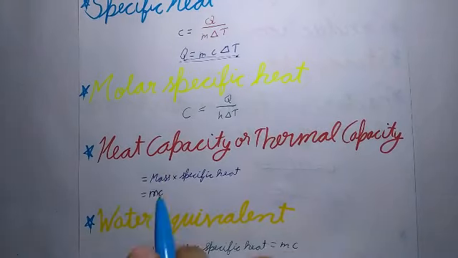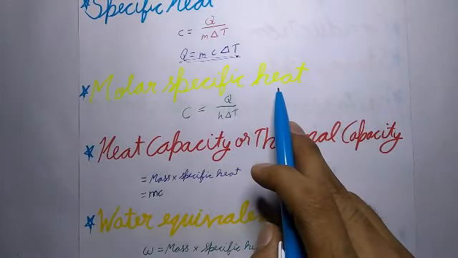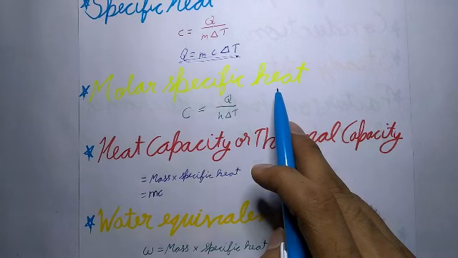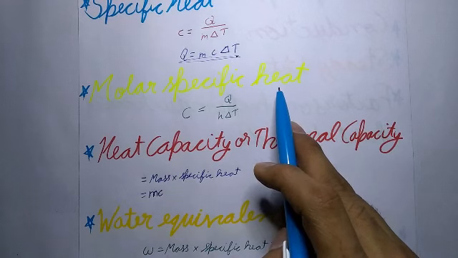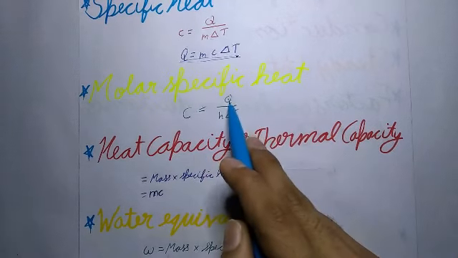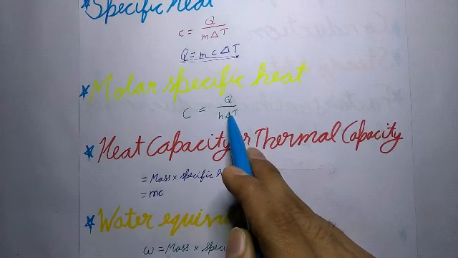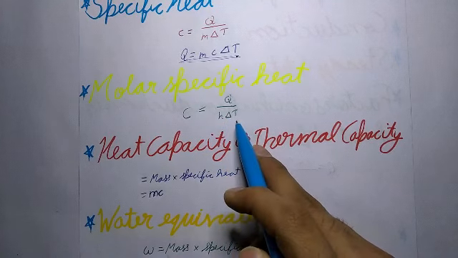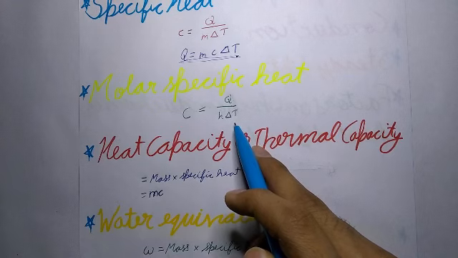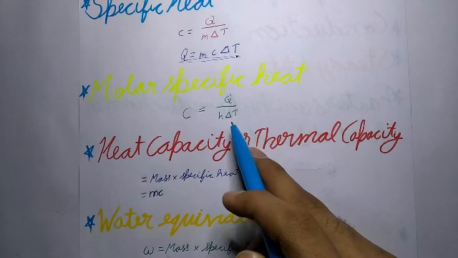Now, next is molar specific heat. It is defined as the amount of heat required to raise the temperature of 1 mole of the substance through 1 degree. If Q heat is needed to raise the temperature of n moles of the substance through delta T, then the molar specific heat C equals Q upon n delta T. The CGS unit of molar specific heat is calorie per mole per degree Celsius, and the SI unit is joule per mole per Kelvin inverse.